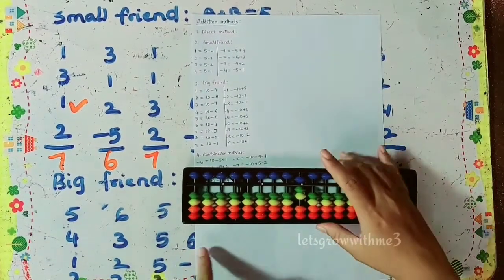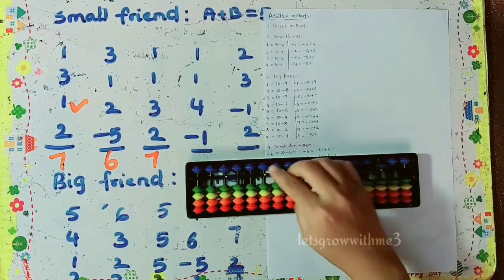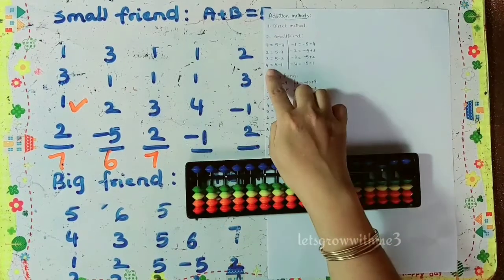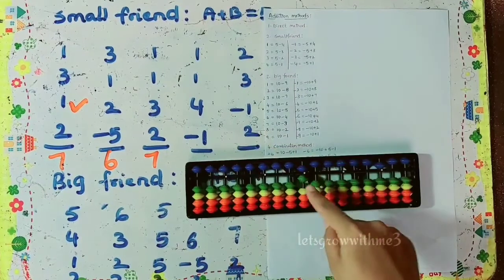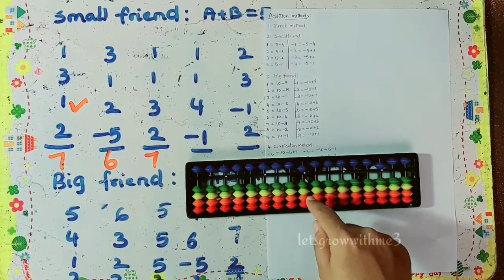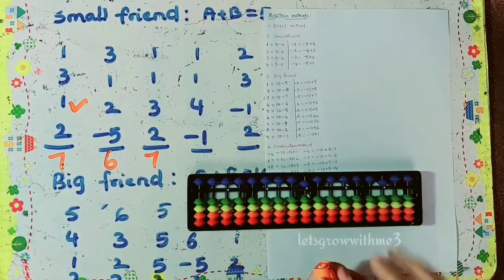Okay, let's do next question. So we are using all the small friend formulas. 1 plus 1 plus 4. How to add 4? We don't have 4 bits. Then plus 5 minus 1, then minus 1. You can do direct method. So the answer is 5. So write down 5.